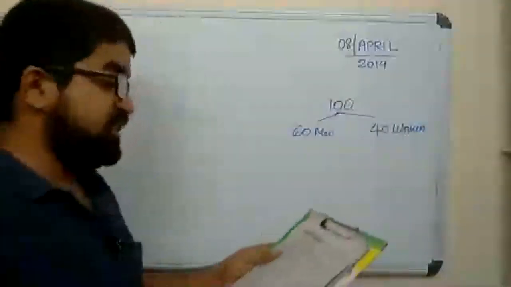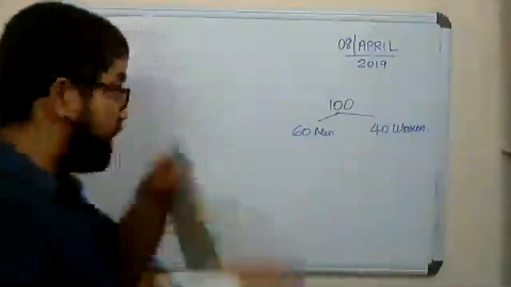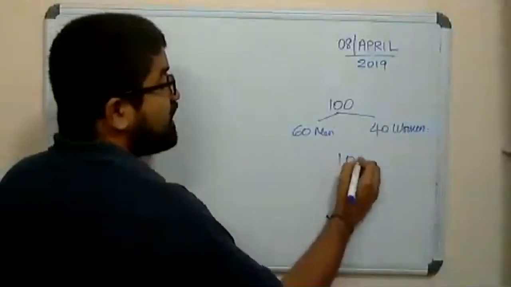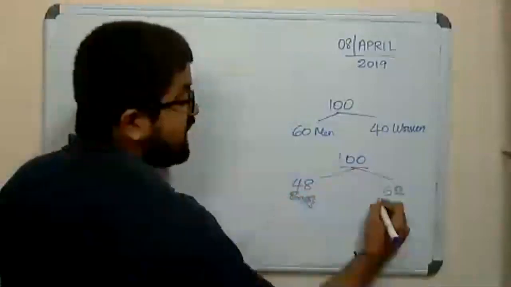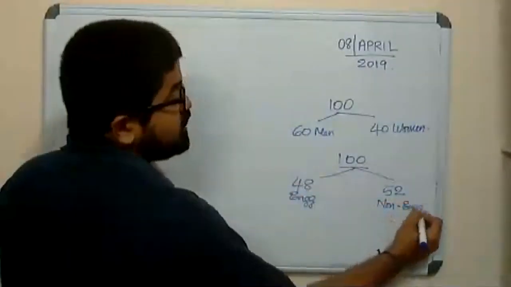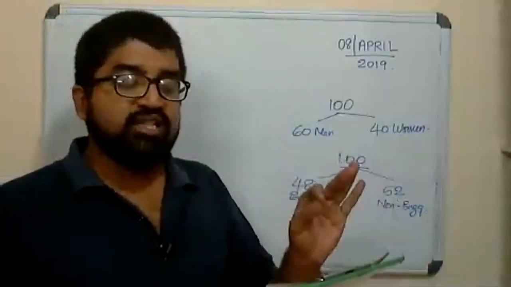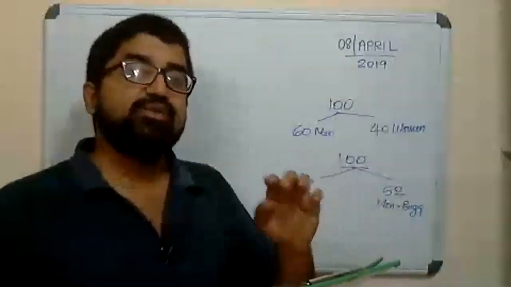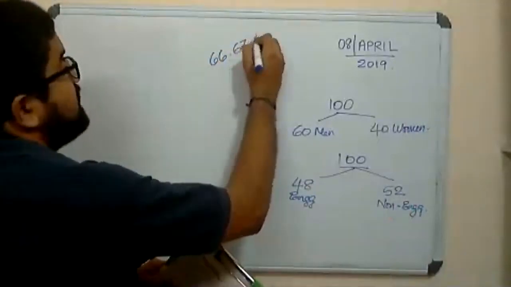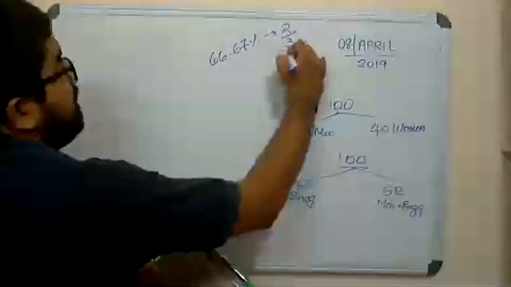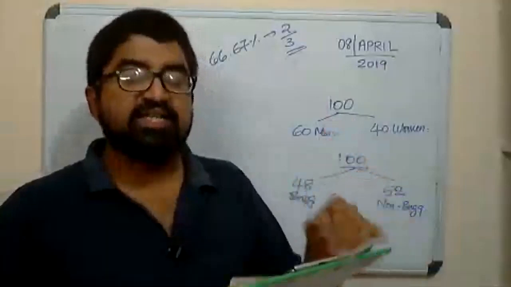Okay. Now, it is given in the question that 48% of the employees in this particular company are engineers. So, out of this 100 employees, 48 of them are engineers, and the rest are non-engineers. Now, it is given that 66.6%, if you convert it into an equivalent fraction, we can see that it is 2 upon 3. So we can see that 2/3 of the engineers are men.